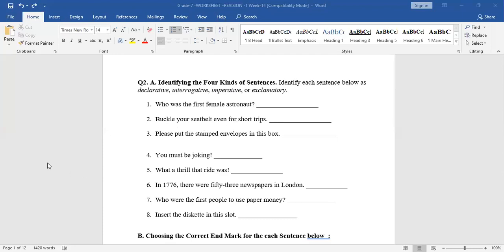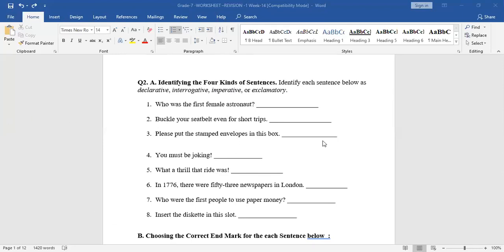Imperative also, number 3 also. See the word: imperative gives you an order, a request, or advice. Even a request is also an imperative sentence.